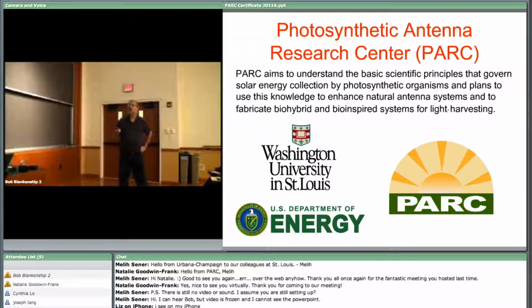Now, the center we have here at WashU is called the Photosynthetic Antenna Research Center, or we call it PARC, and aims to understand the basic scientific principles that govern solar energy collection by photosynthetic organisms, and plans to use its knowledge to enhance natural antennas and fabricate biohybrid and bioinspired light harvesting. So this is our mission, to try to understand how plants and photosynthetic organisms collect light and transfer it to the systems that do the energy storage. So we're really looking at the very first part of the photosynthetic process.